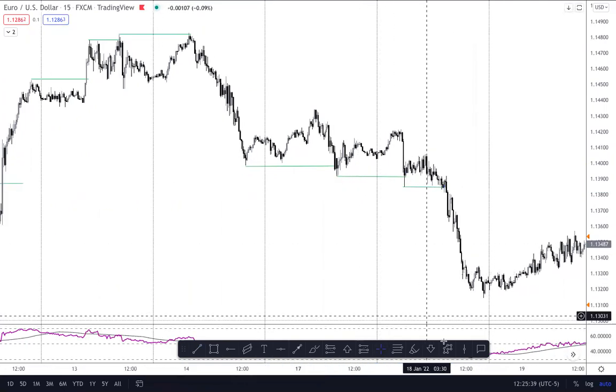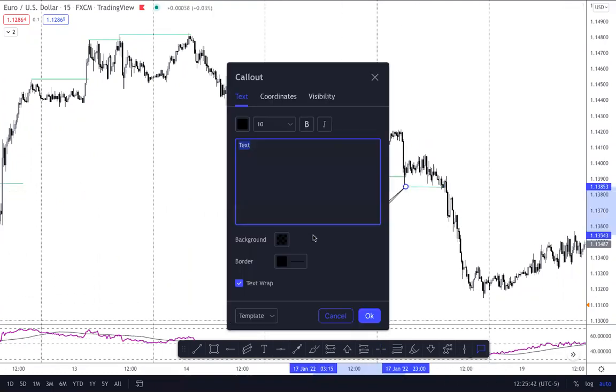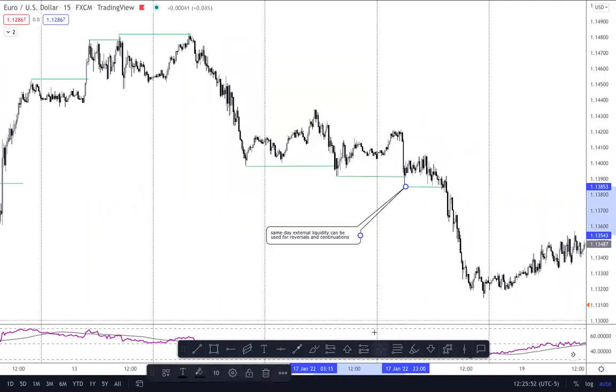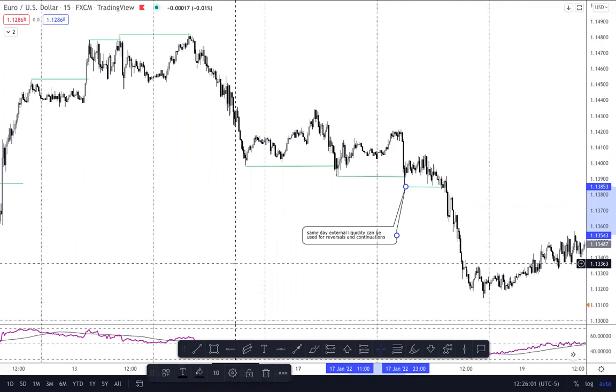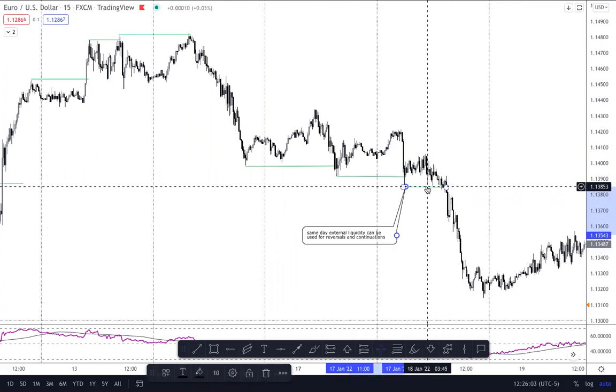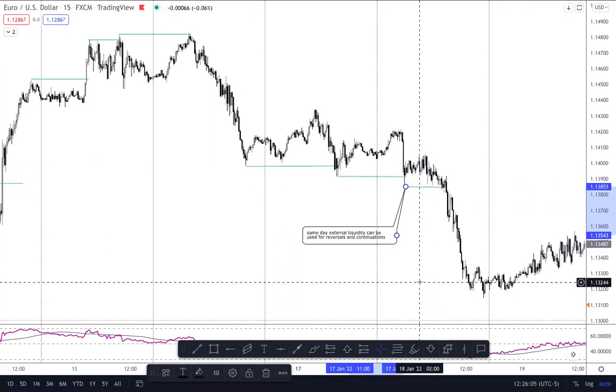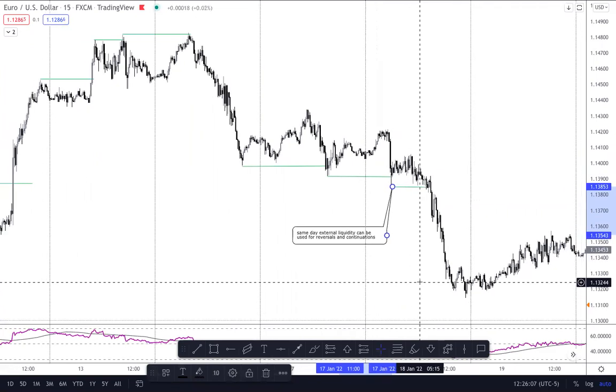Now it's important to understand same day external liquidity can be used for reversals and continuations, right? Anytime we are trading same day liquidity, regardless if it's external or internal, same day liquidity a lot of the time is going to be continuation, such as here, right? It's just the way that it is.